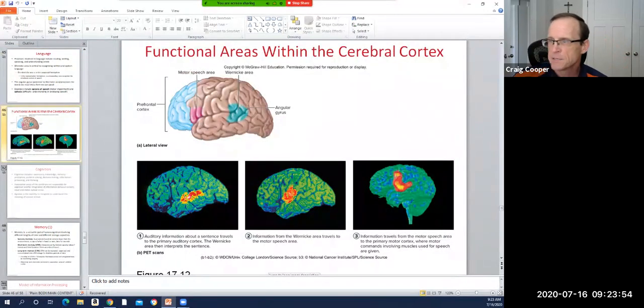So here are those areas. Again, right close to where the parietal lobe and temporal lobe meet, and close to the occipital lobe, that's going to be our Wernicke's area. And then the anterolateral portion of the frontal lobe is Broca's area, right in there.